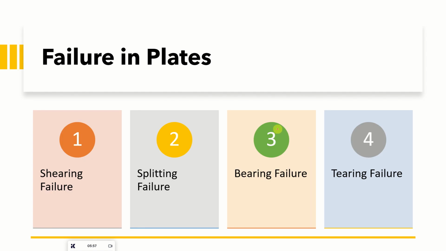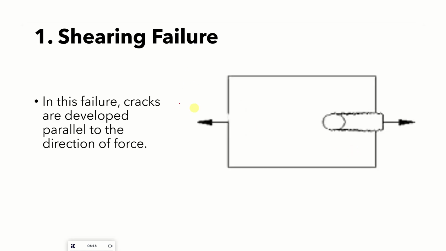So we can also see the failure in plates. Generally, failure of joints occurs due to two reasons, maybe failure of bolts or maybe failure of plates. We have seen two types of failures in bolts, shearing and bearing. In plates, we can see shearing failure, splitting failure, bearing failure, and tearing failure. Let us see what all these are.